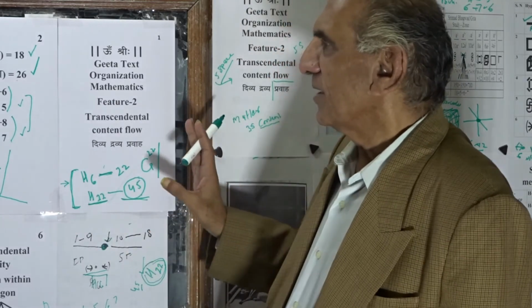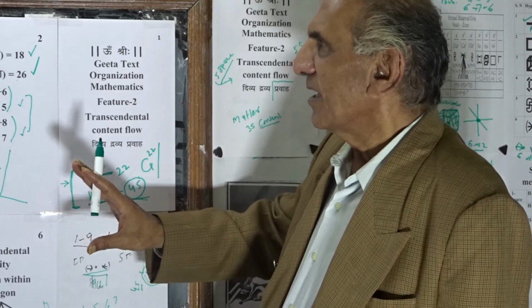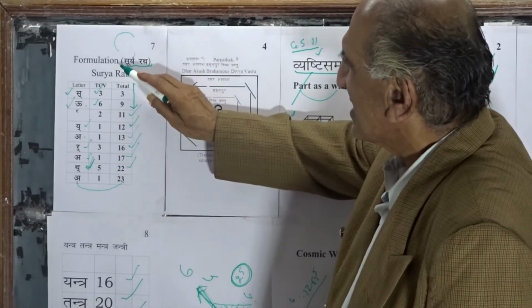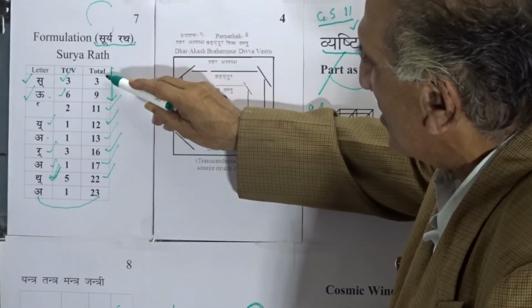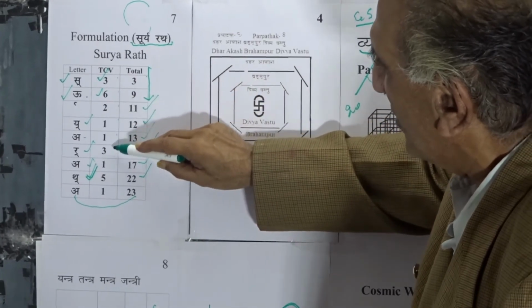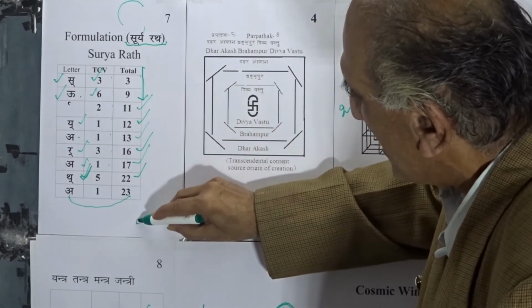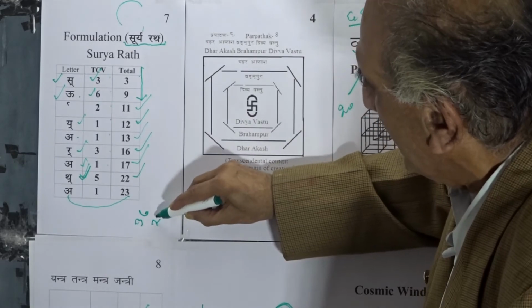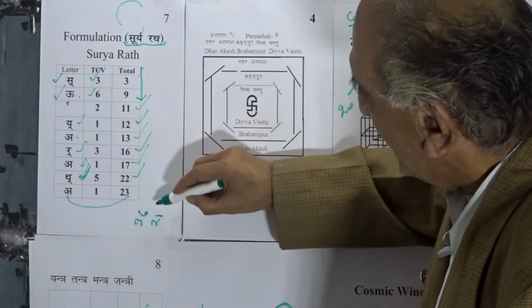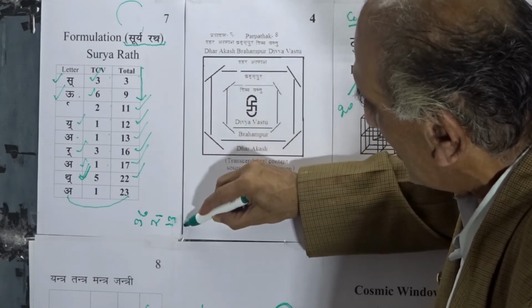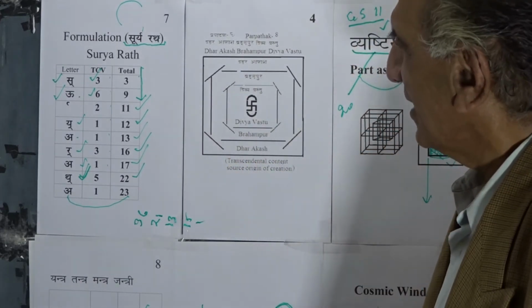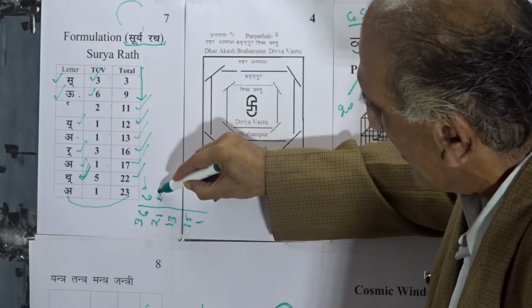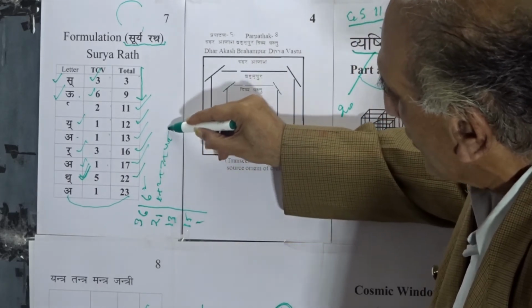We shall be chasing all these features, but here, initially, to have a glimpse of this Surya Rath formulation, it is 3, 6, 2, 1, 1, 3, 1, 5, 1. So we can chase it like this: 36, then 21, then 13, and then 15, and then 1. We know this value 36 is 6 square. It is a summation value of 1 to 6.